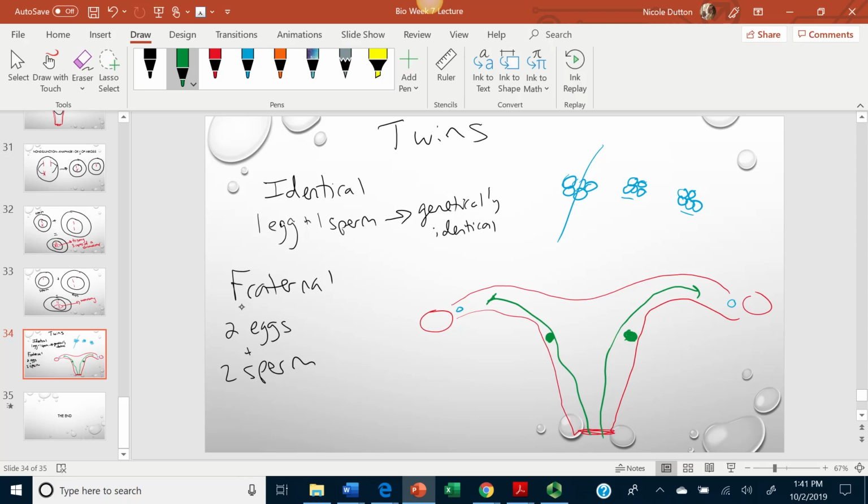This is a heritable trait, so fraternal twins tend to run in families. What you're inheriting is the ability to release multiple eggs at the same time. You're inheriting the ability of your sperm to swim in a particular way to be able to penetrate multiple eggs. So there is a slight genetic component to fraternal twins.